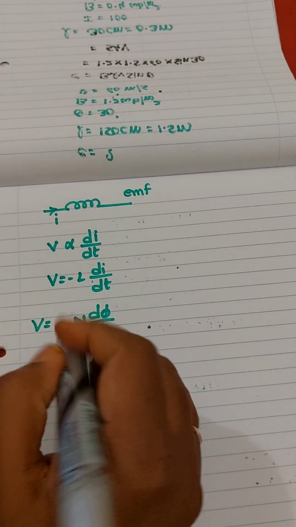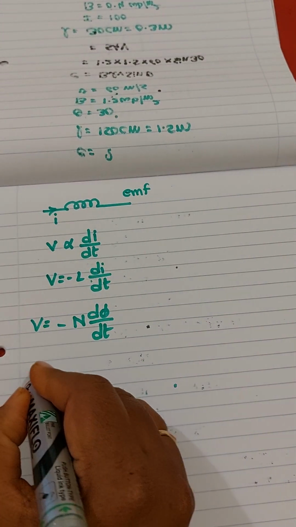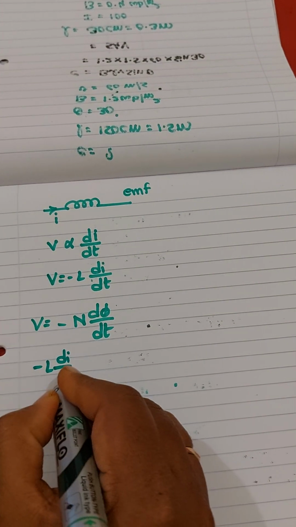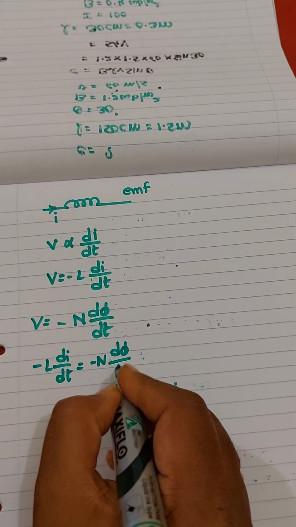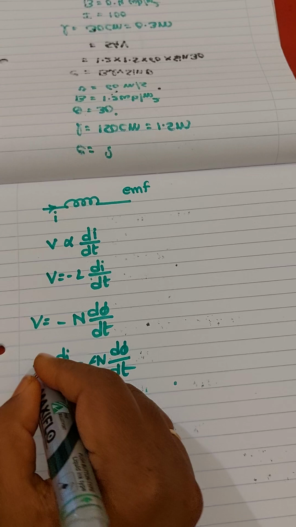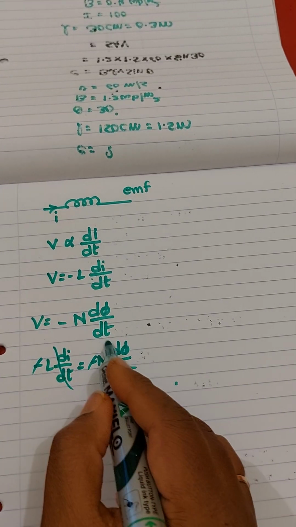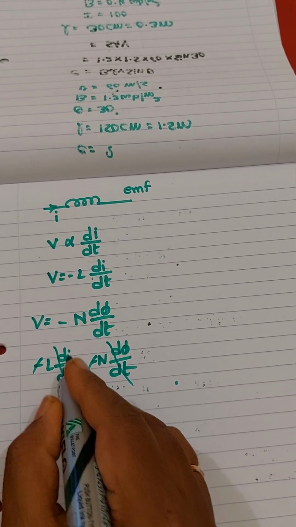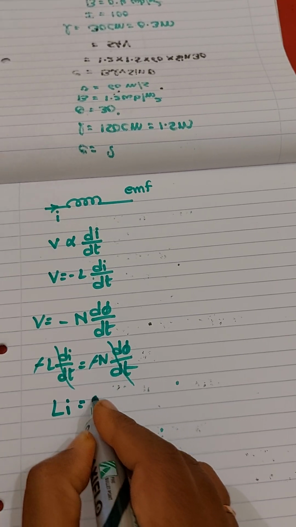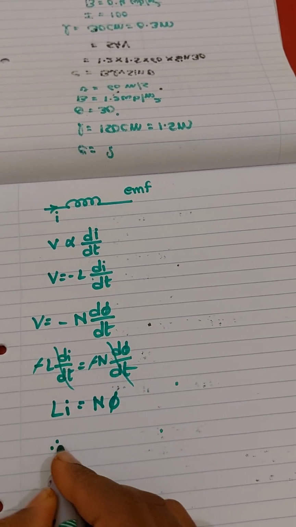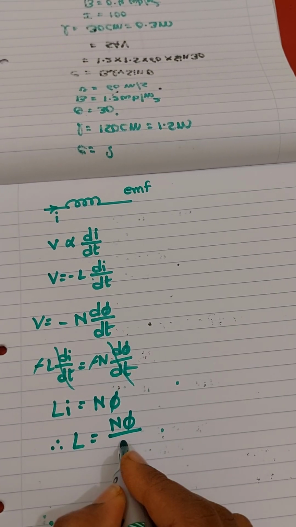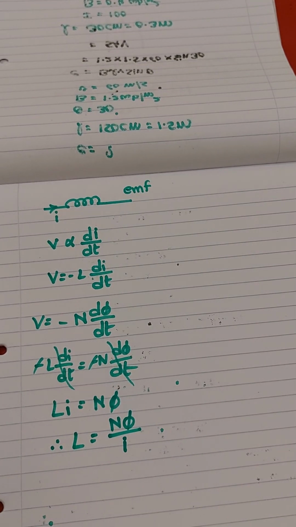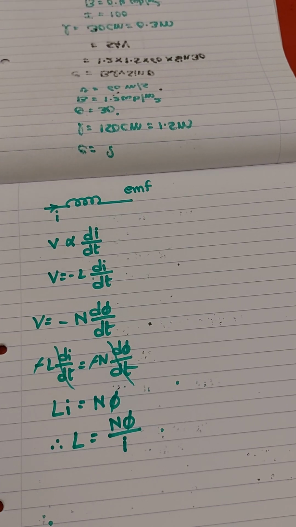When I equate these two, what will happen? Minus L di by dt is equal to minus N d phi by dt, right? The negatives I can cancel. The di by dt I can cancel. So L into I is left, N into phi is left. Therefore, inductance is nothing but the number of turns into flux divided by current. Okay. So this is the formula.